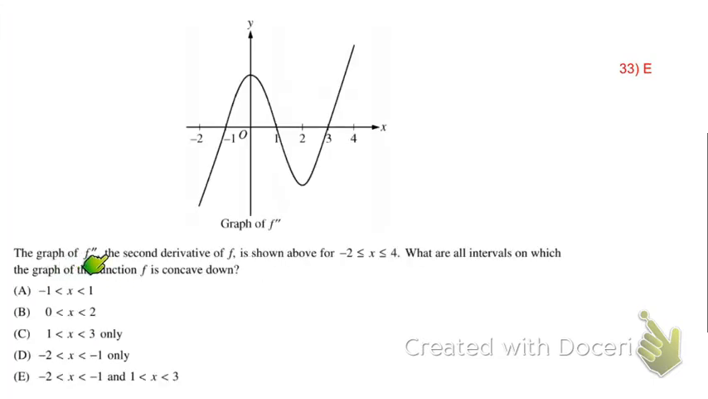This one says the graph of the second derivative is shown above. What are all the intervals on which the graph of the function f is concave down? Remember that a function will be concave down wherever its second derivative is negative. So that's in between -2 and -1, and 1 and 3. So from -2 to -1, and then from 1 to 3 would be answer choice E.